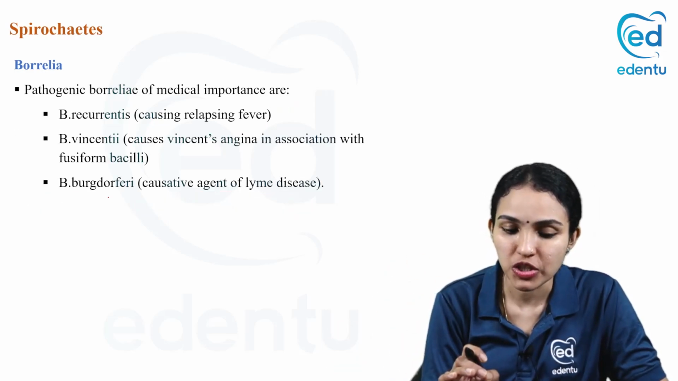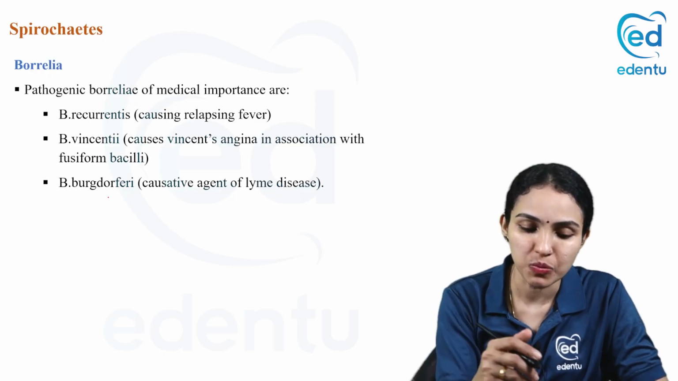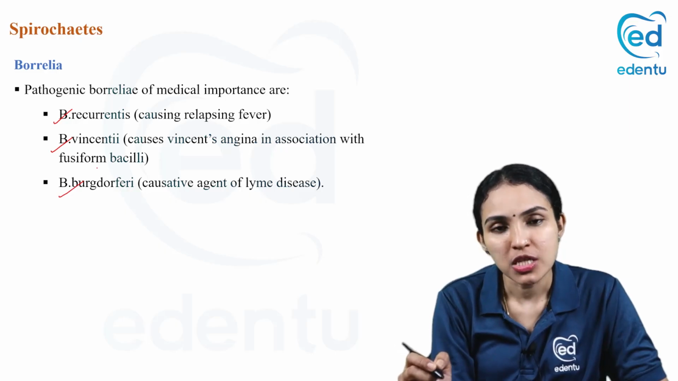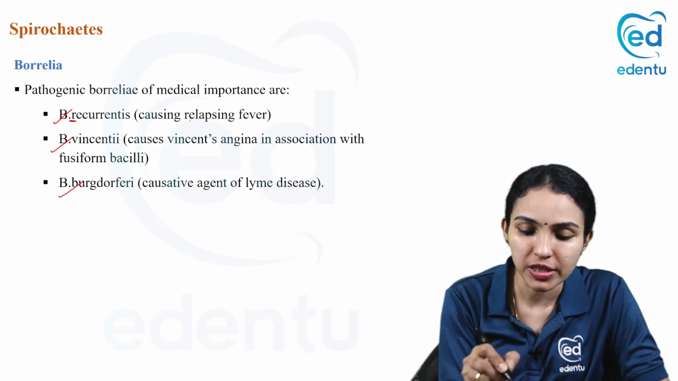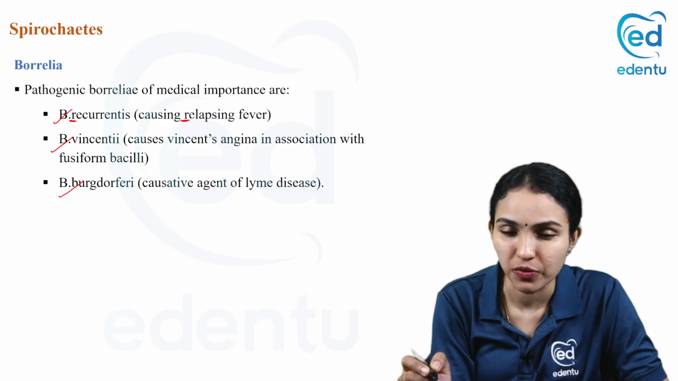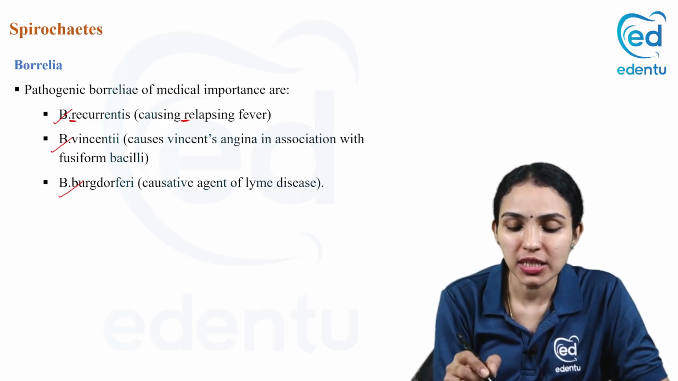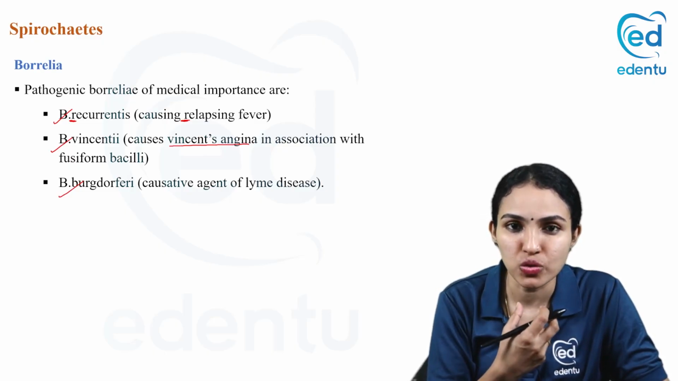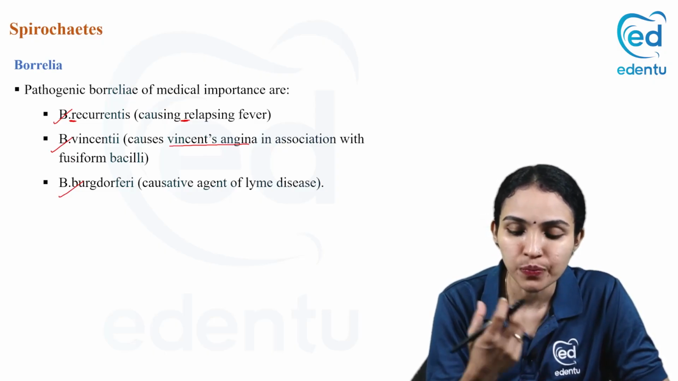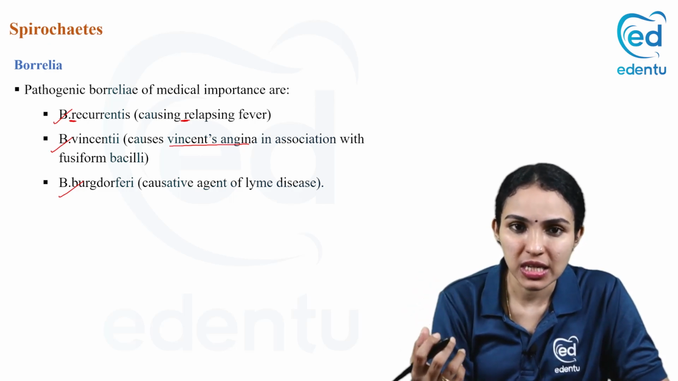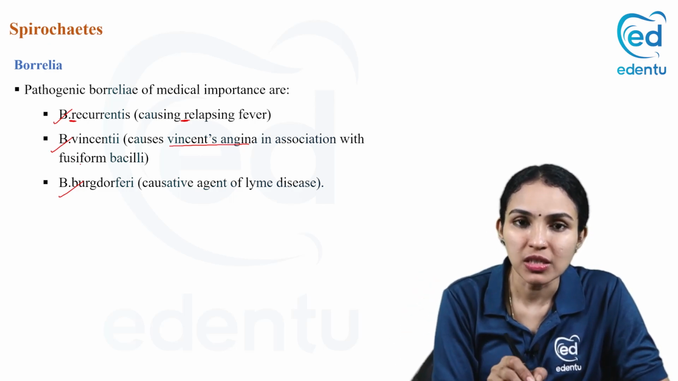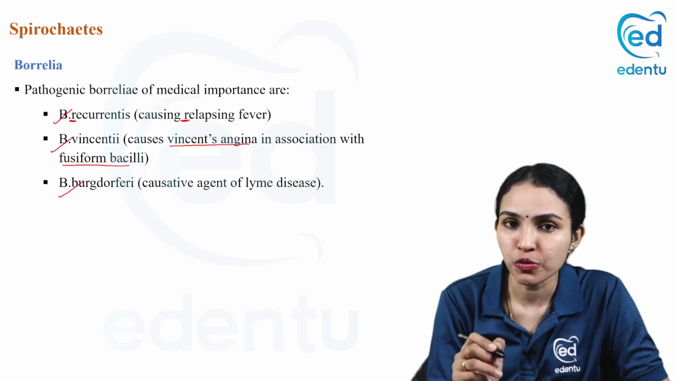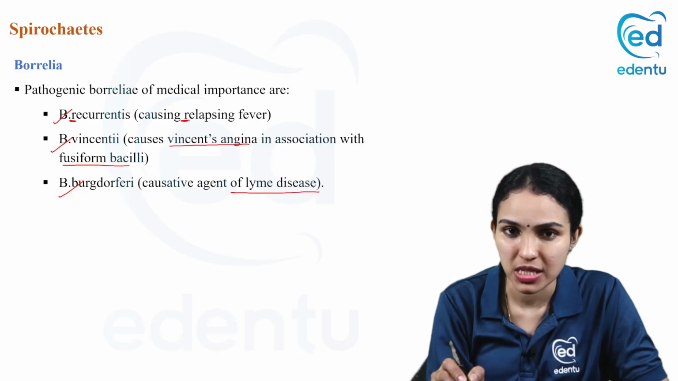There are three pathogenic Borrelia species of medical importance: Borrelia recurrentis, Borrelia vincentii, and Borrelia burgdorferi. Recurrentis, I told you, we can remember by R for R: R causes relapsing fever. And vincentii causes a condition called Vincent's angina. It affects the oropharyngeal mucosa, causing stomatitis, gingivitis and so on. It doesn't cause infection by itself; it is always seen in association with an anaerobic bacteria called fusiform bacilli. And Borrelia burgdorferi is the causative agent of Lyme disease.